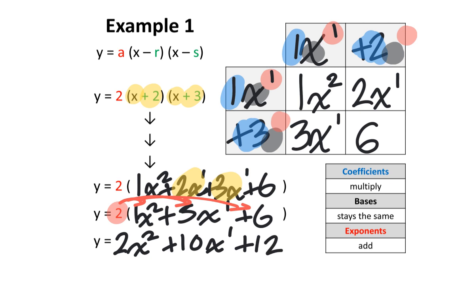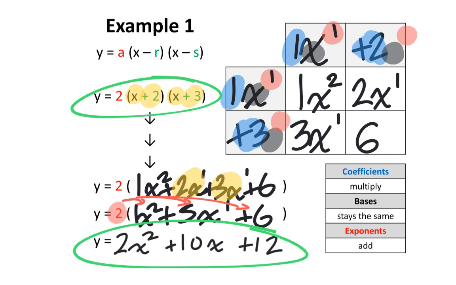Let's clean this up a little bit. We don't like to see exponents of 1, so we can erase this one right over there. So we've just converted factored form all the way to standard form.